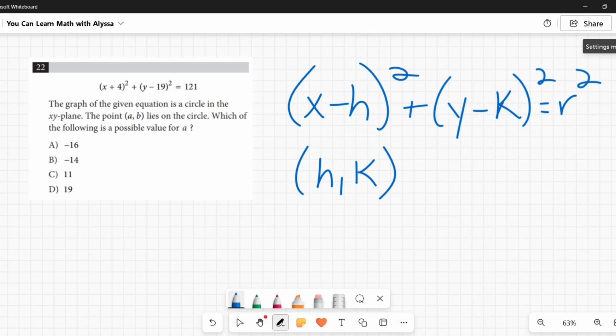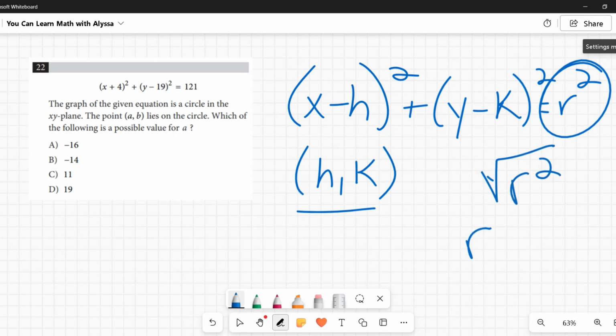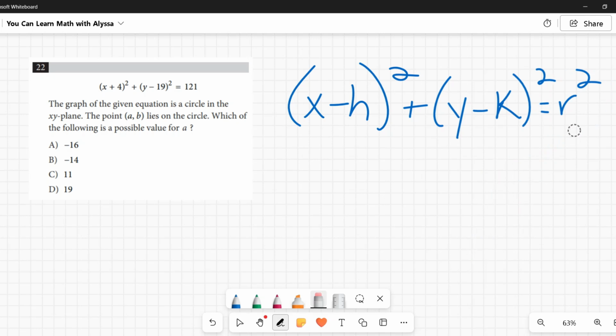So the way of thinking of that is the opposite of whatever's there, and then the opposite of whatever's here. That's going to be your center. And then this number that's by itself is the radius squared. So take the square root of that and you will have your radius. That's it. So once you have that memorized, this sort of problem, like right here, you wouldn't need to put it into Desmos or into a graphing calculator.